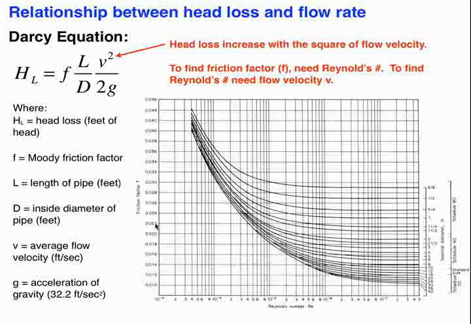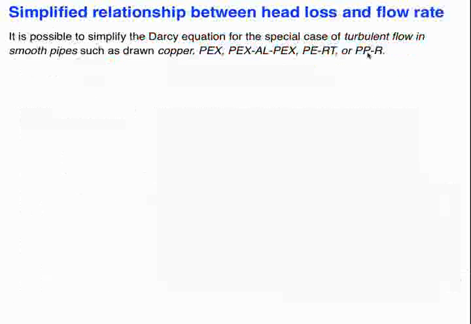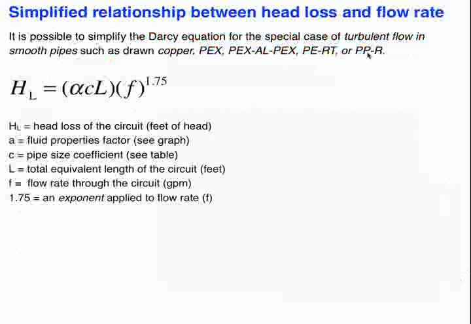Now, this works, and there are computer programs that will do this for you today, but I want to show you a simpler version of an equation to calculate head loss. And it's based on this, but it's also based on the assumption of smooth piping. And it's derived from some material that you can read about in an ASHRAE handbook. And it's specifically for smooth piping, like copper, PEX, PEX aluminum PEX, any of these polymer pipes that we commonly use in hydronics. And there it is.